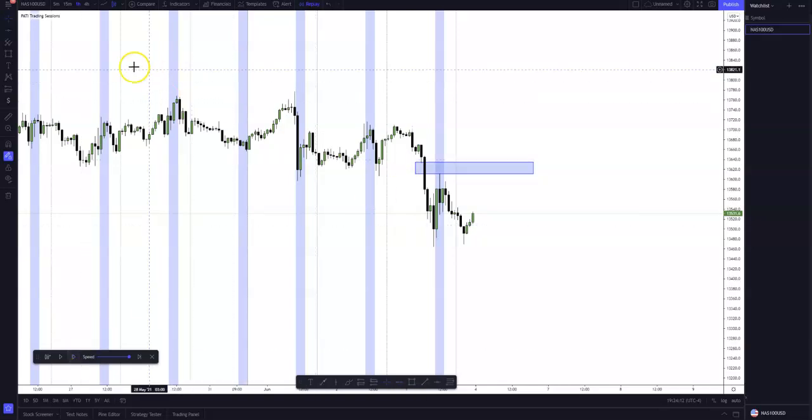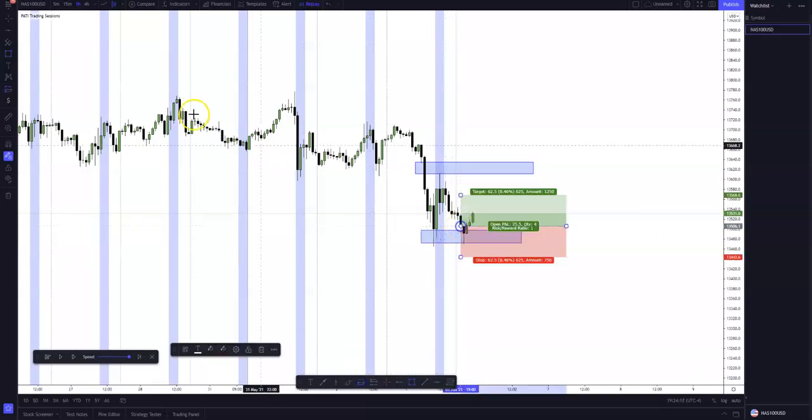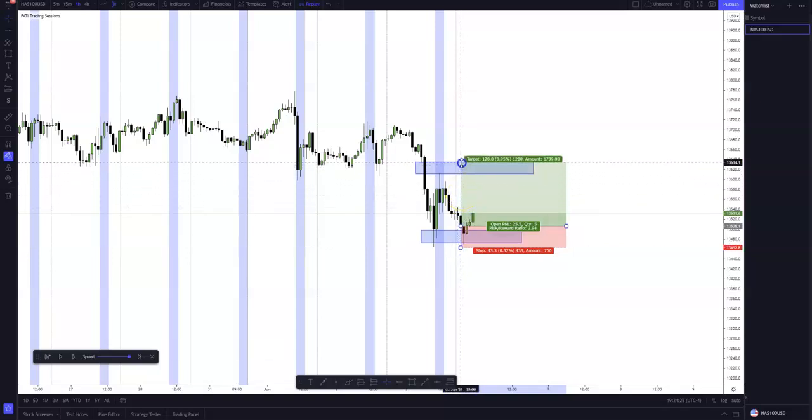Now we can clearly see that this is an entry right here, because it's rejecting from it. We put our stop loss up here. Now, unfilled areas can be take profits, because they haven't filled that area yet.